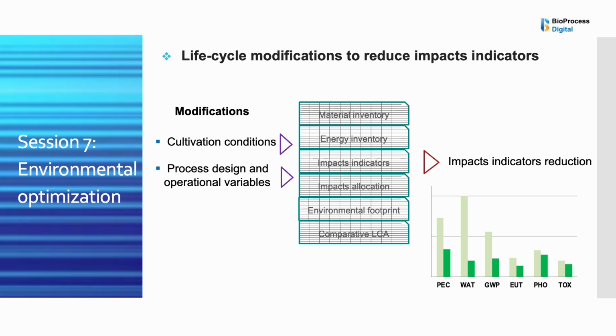Finally, in Session 7 on environmental optimization, you will use the spreadsheet simulator to reduce the impact indicators of bioethanol. This is achieved by adjusting beet cultivation conditions and optimizing the design and operational variables of the ethanol production process.